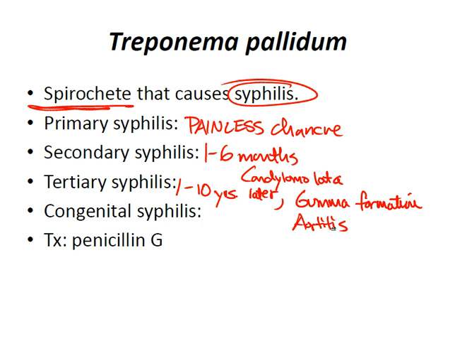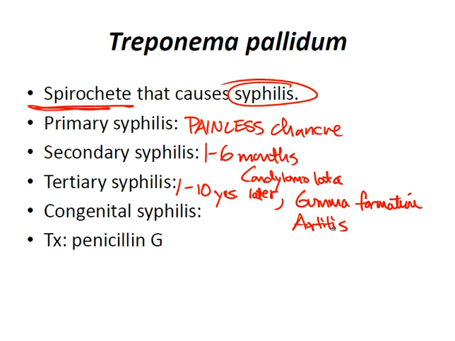Now, congenital syphilis is the S in TORCH infections, which I know we've all heard of. It's a common mnemonic used to remember the infectious agents which may cross the placenta and cause congenital infection. Those are toxoplasmosis, rubella, CMV, HIV, herpes virus, and syphilis.